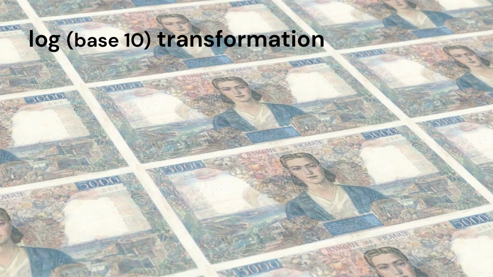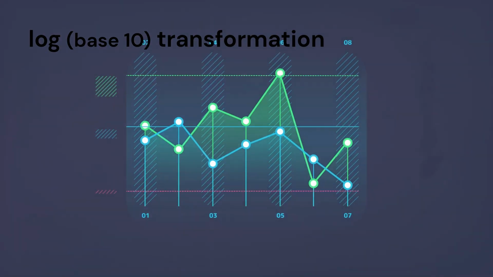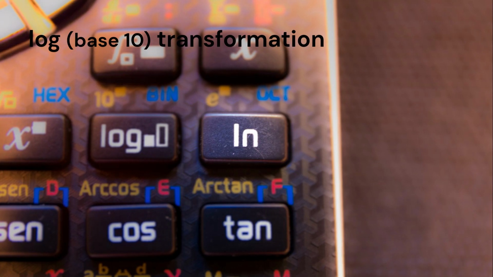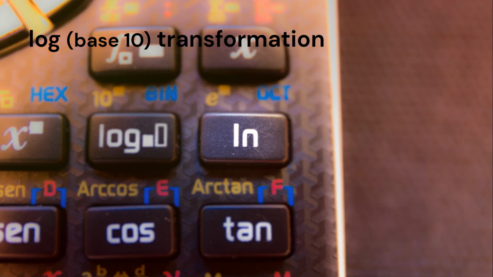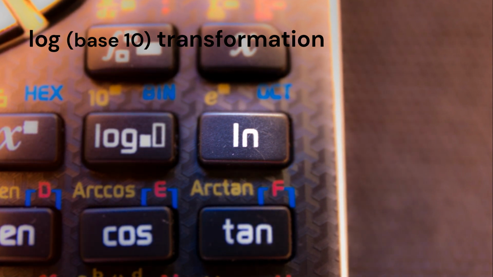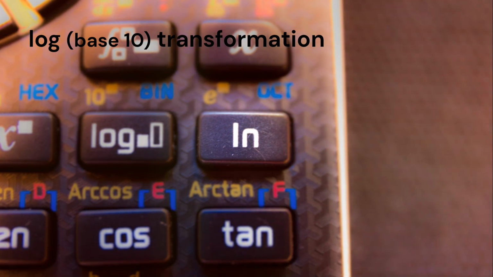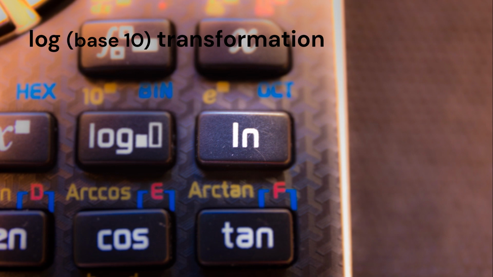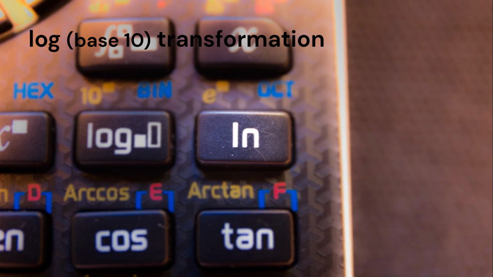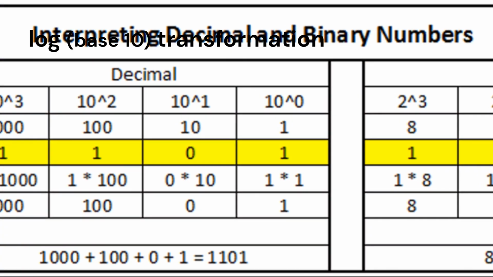Let's go through an example. Suppose we have data that spans from 1 to 1,000. In its original form, this data is nonlinear and hard to interpret. But when we apply a logarithmic transformation, we turn this wide range into a manageable scale from 0 to 3. It's the difference between trying to comprehend the size of a galaxy and understanding the layout of a city. Both have their place, but one is much easier to navigate.